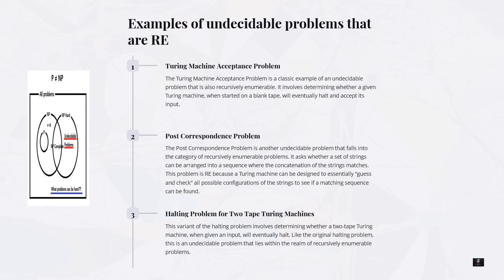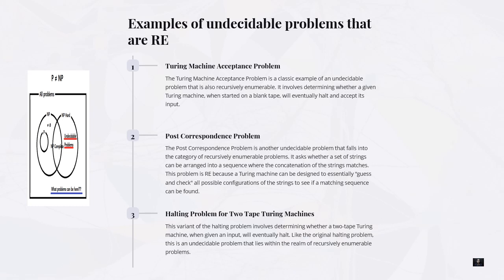Post correspondence problem. The Post correspondence problem is another undecidable problem that falls into the category of recursively enumerable problems. It asks whether a set of strings can be arranged into a sequence where the concatenation of the strings matches. This problem is RE because a Turing machine can be designed to essentially guess and check all possible configurations of the strings to see if a matching sequence can be found.